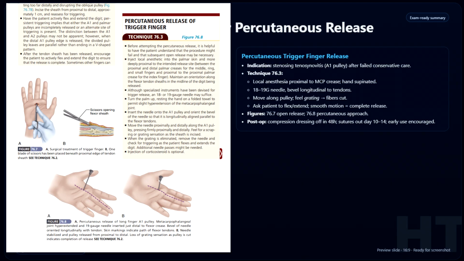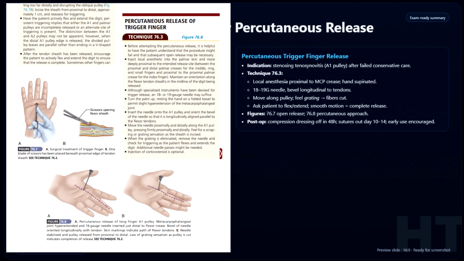Figures explanation. Figure 76.7 shows the surgical anatomy of open release with scissors separating the flexor sheath. Figure 76.8 illustrates the percutaneous technique. The needle is introduced just distal to the flexor crease, advanced along the pulley, and the release is complete when the grating sensation disappears and smooth motion is restored.